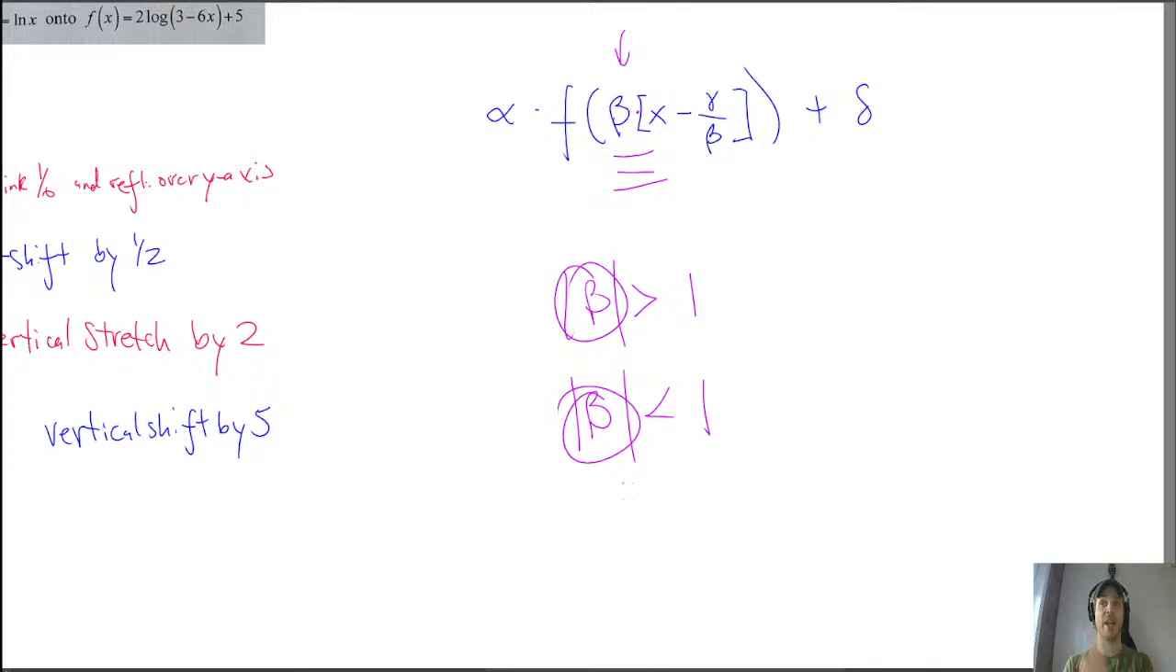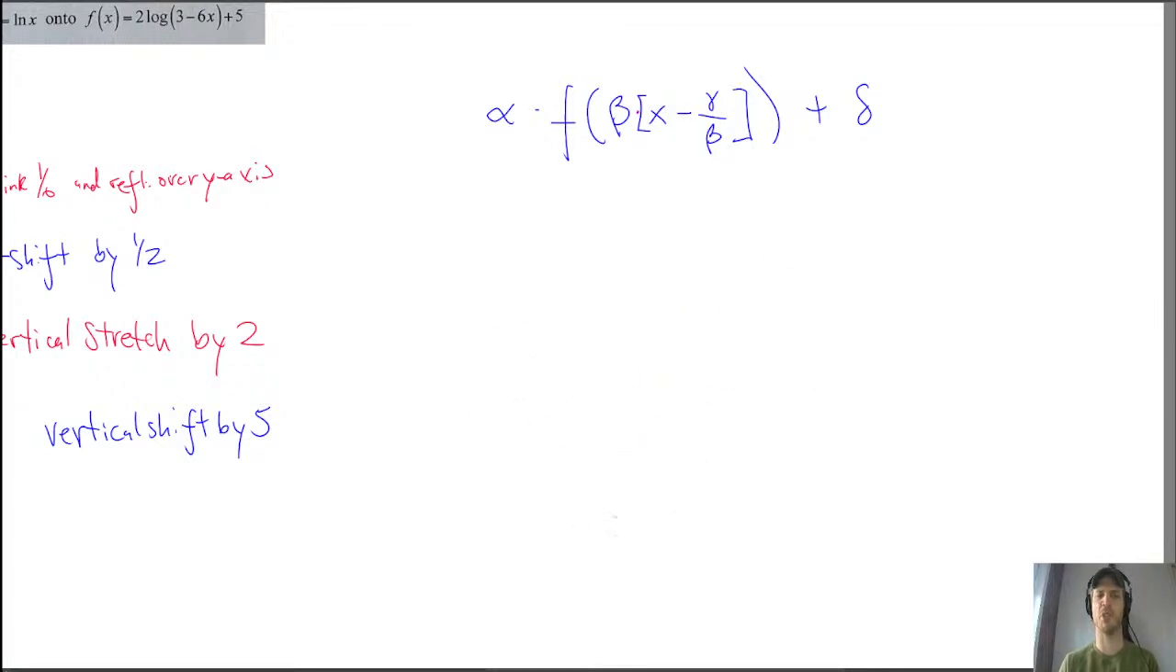So now let's talk about if beta is negative. If beta is negative, it does a reflection. Over which axis? Well, the one that affects the x direction, the y-axis. So if I reflect over the y-axis, I'm affecting the x direction, which is what anything inside the argument of the function does. Is all of that clear so far about beta? I'm just going to keep going as if it is.